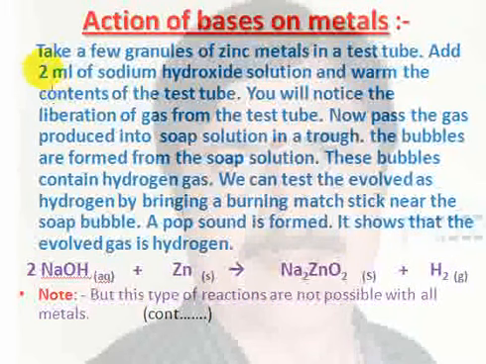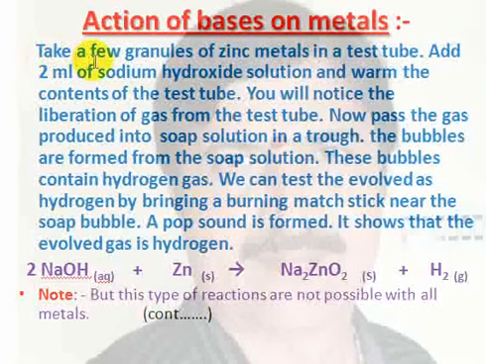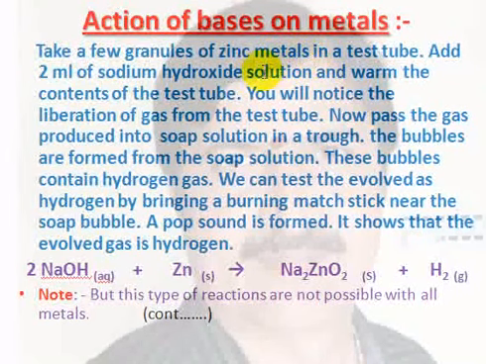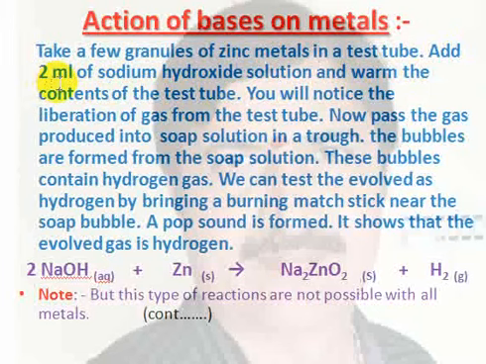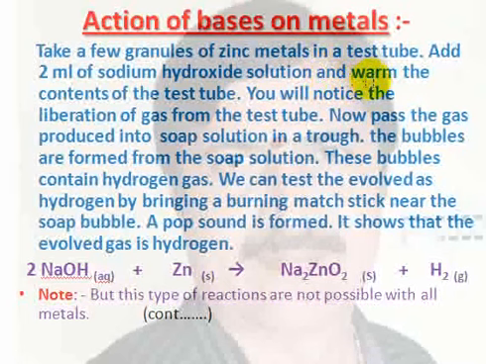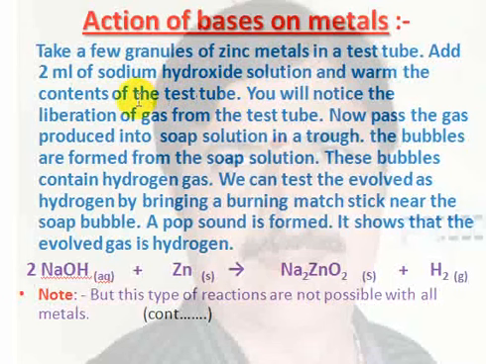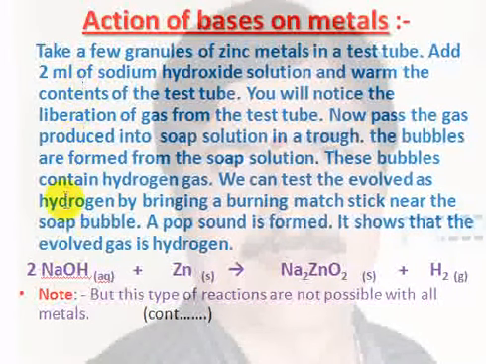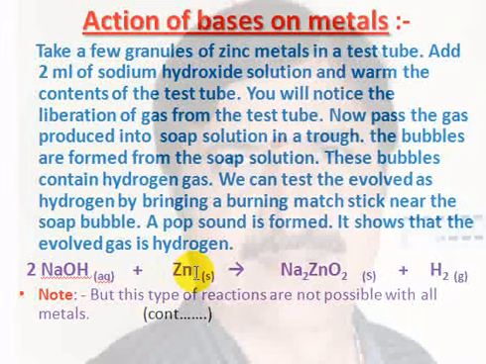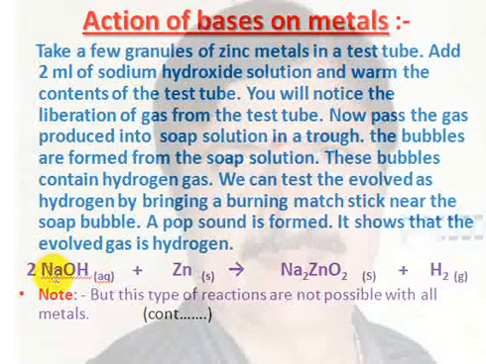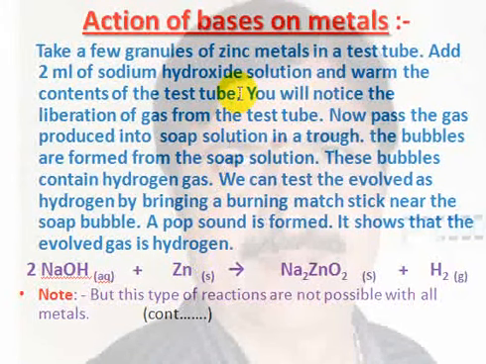Now let us discuss the procedure of the experiment. Take few granules of zinc metal in a test tube, and add few mL of sodium hydroxide solution. But here we have to warm the contents of the test tube, unlike in the case of acids. When acids are added to metals, you need not heat. But in the case of bases, if you add sodium hydroxide to zinc, you have to heat.